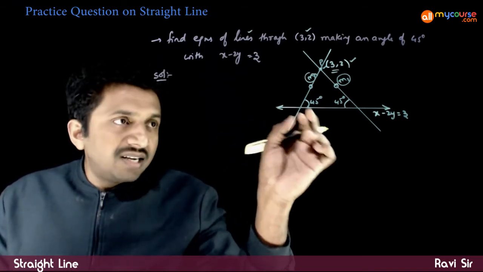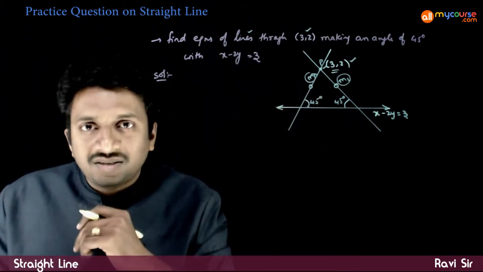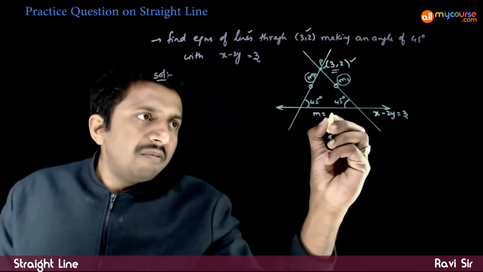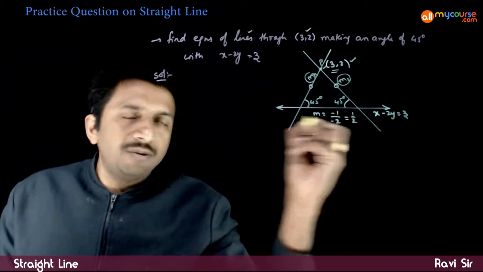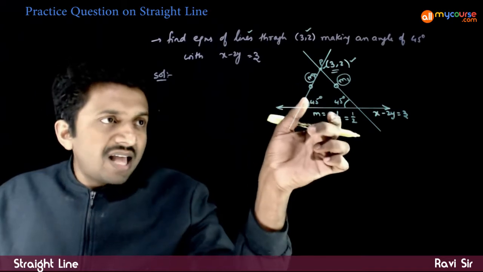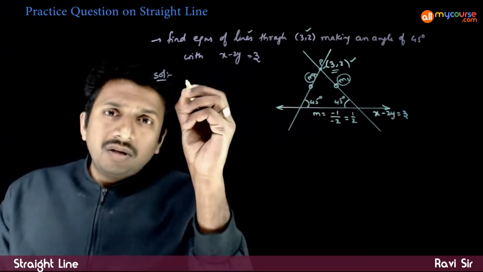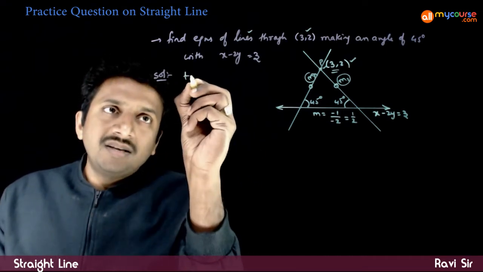The slope is such that the angle between these two lines is equal to 45 degrees. So what is the slope of the given line? Minus of x coefficient by y coefficient, which is 1 by 2. Now m should be such that the angle between these two lines is 45 degrees. So you know the formula for the angle between two lines.